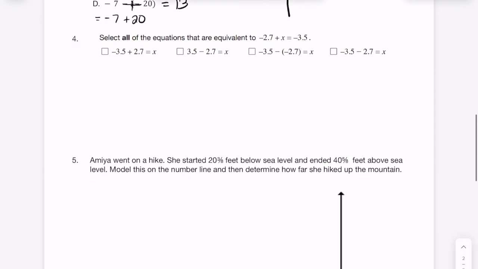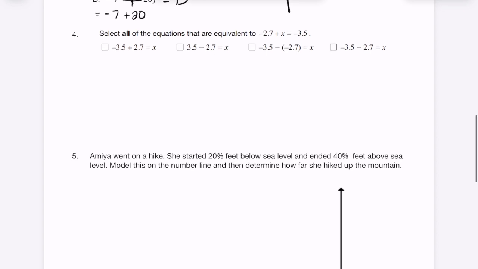Cool. All right, question 4. Select all of the equations that are equivalent to negative 2.7 plus x equals negative 3.5. So for this, I would really just try to find x in each of them, and then figure out what's equivalent. So for the first one, negative 2.7 plus x equals negative 3.5. You're trying to figure out what number goes in my x spot. So what do I add to negative 2.7 to end up at negative 3.5?